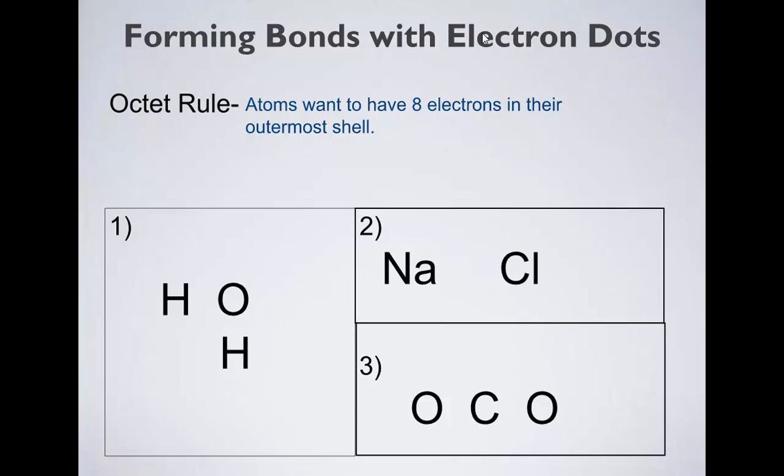So let's look at some elements here. Hydrogen, how many electrons in its outer shell? One. Just one. Helium has 2. Hydrogen has just 1. So there's an electron dot diagram for hydrogen. They each have 1. How many does oxygen have?